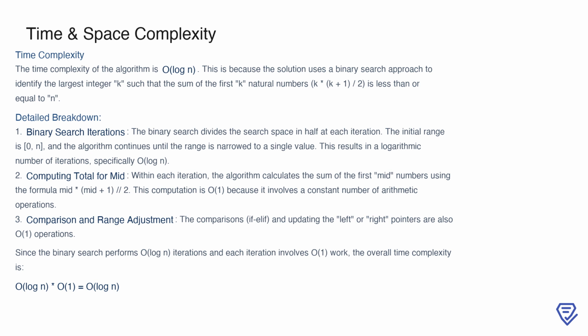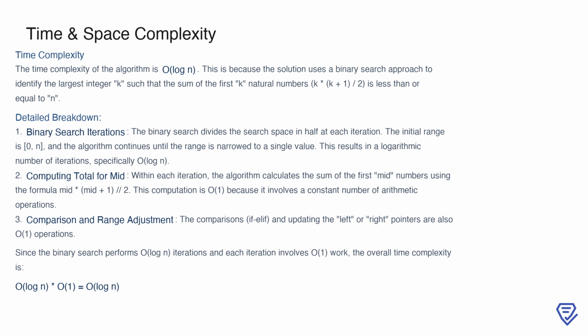First, binary search works by dividing the search space in half during each iteration. Starting with a range of 0 to n, the algorithm keeps narrowing this range until it converges on a single value. This halving process results in a logarithmic number of iterations, or O(log n).